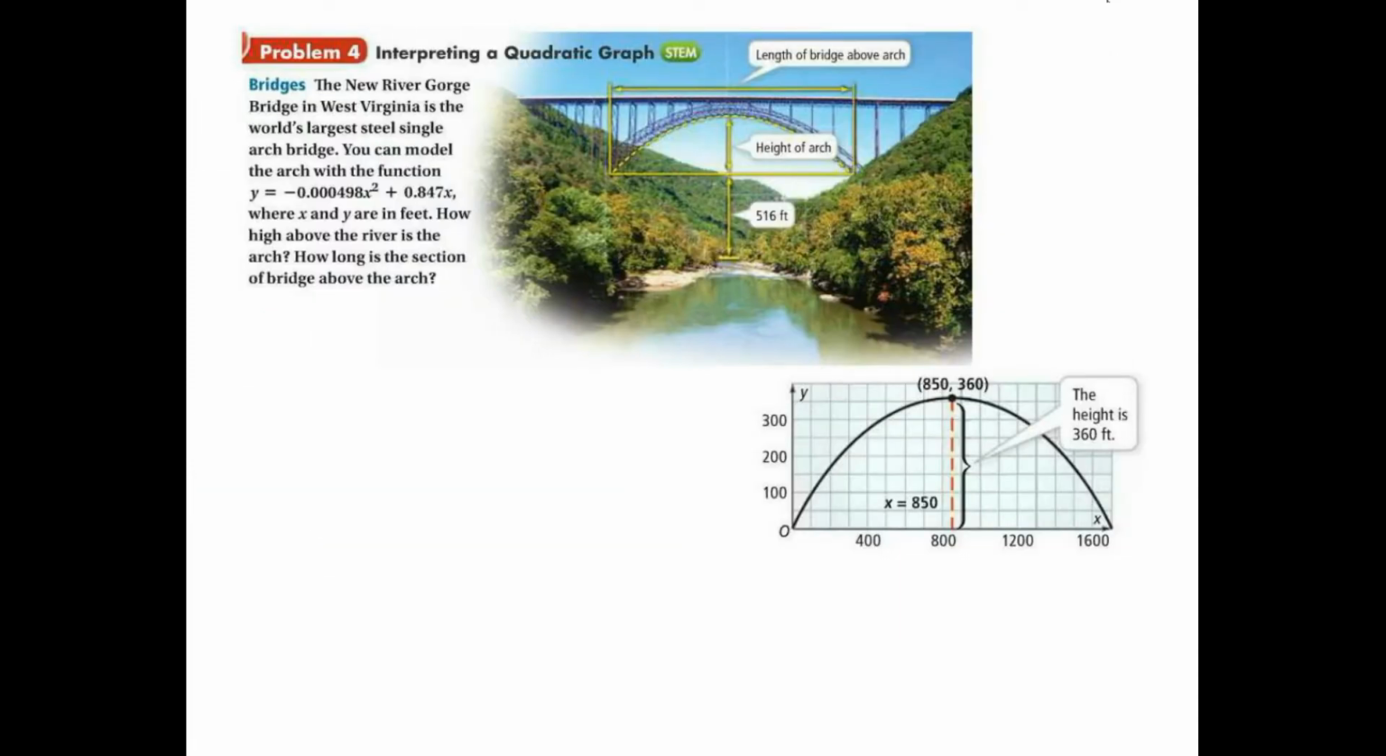So the New River Gorge Bridge in West Virginia is the world's largest steel single-arch bridge. You can model the arch with the function that they give you here. And actually, I'm pretty sure that this is how they built the bridge. They made that function and then built the bridge around it. So where x and y are in feet, how high above the river is the arch?